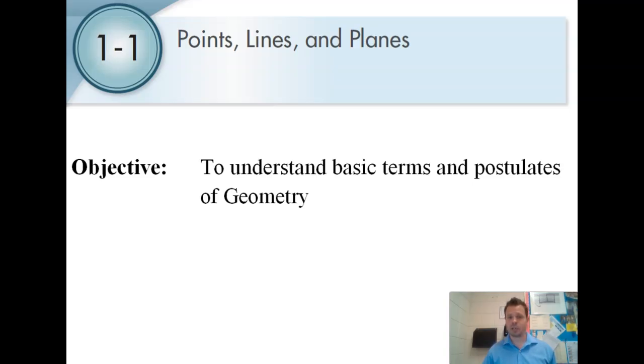Okay, today we're talking points, lines, and planes. Today we're talking about really the building blocks that are going to make up all our geometric figures as we go through the year. Okay, our objective is to understand the basic terms and postulates of geometry.